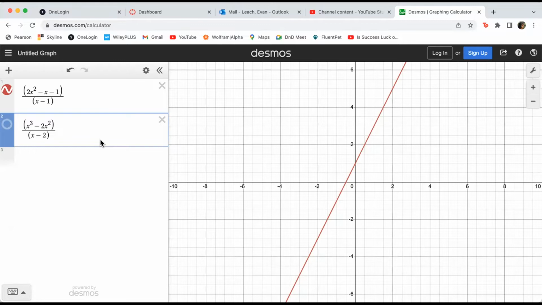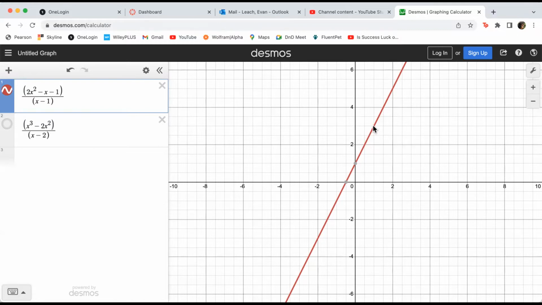Maintains the illusion. So we have 2x squared minus x minus 1 over x minus 1. And that's producing a line. That line is just 2x plus 1. If I try to trace this over to 1, so if I trace along, oh, there it is. We see that hole in the graph. We can't see it here because it's too small. But if I try to click on the graph when x is equal to 1, it tells me undefined.